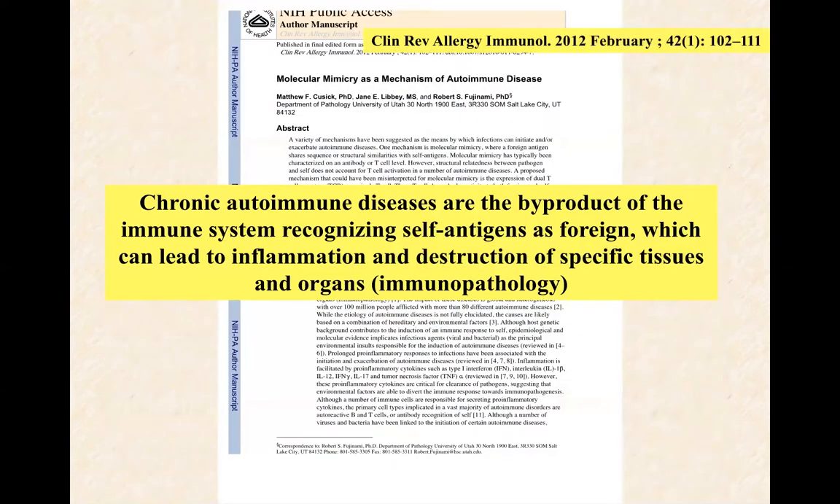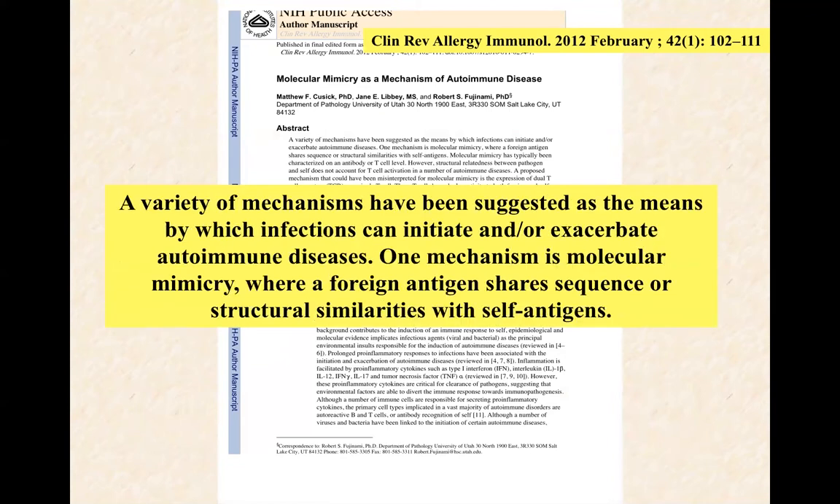sets it off. Chronic autoimmune diseases are the byproduct of the immune system recognizing self as foreign, which can lead to inflammation and destruction of specific tissues and organs. So the question is, why does the body do that? A variety of mechanisms have been suggested as the means by which infections can initiate or exacerbate autoimmune diseases. One mechanism is molecular mimicry.